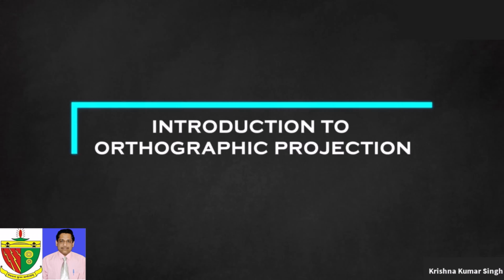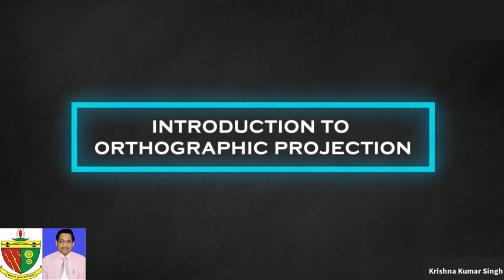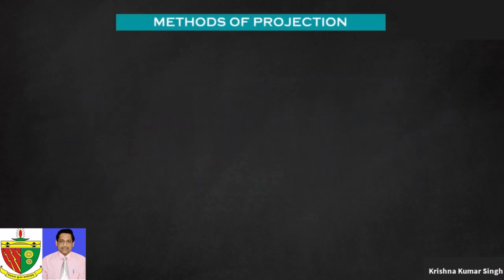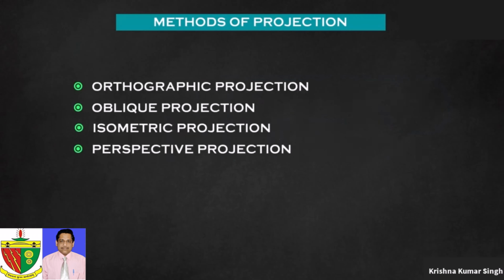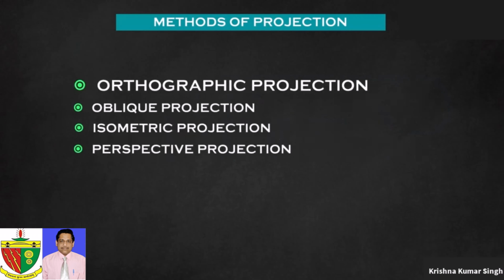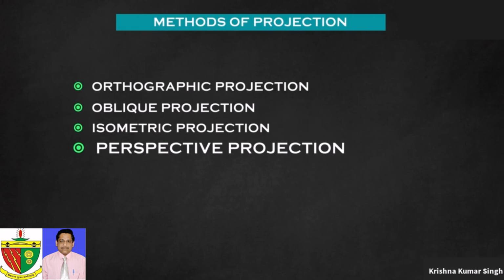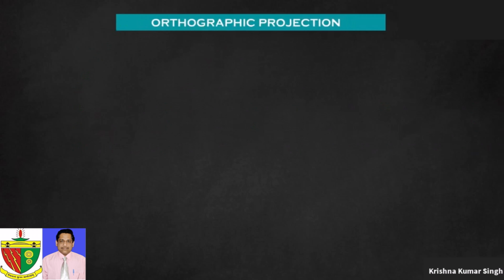In this video, we will discuss Introduction to Orthographic Projection. In engineering drawing, commonly four methods of projections are used: orthographic projection, oblique projection, isometric projection, and perspective projection. First, let's look into orthographic projection for now.